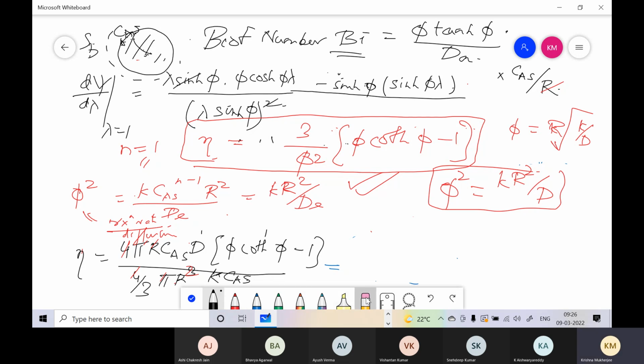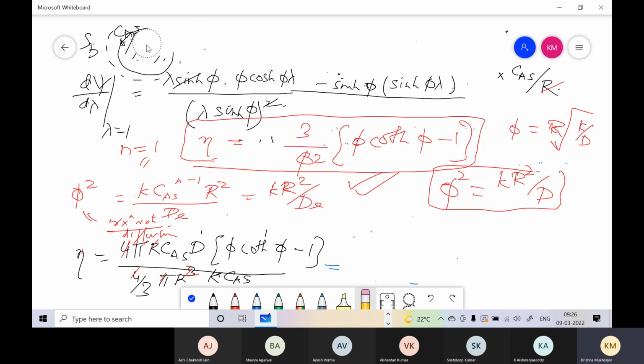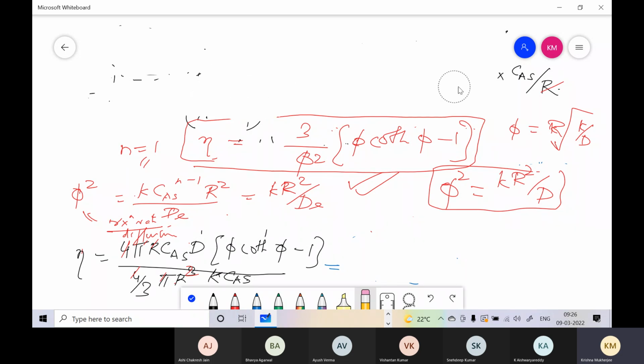Let us rub this out. I thought I would mention this because real life is a bit more complicated than the simplified versions that we are following. So let us get rid of this expression here. We now have an efficiency for only internal mass transfer given by this expression: 3 by phi square, phi cot phi minus 1. And of course, this we derived for first order equations.